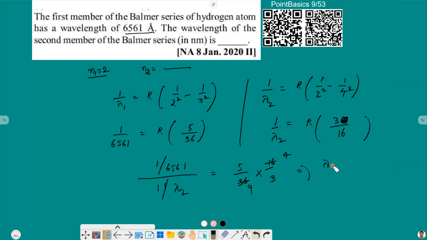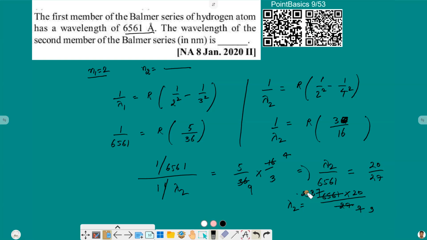And here I will have lambda 2 by 6561 is equal to 20 by 27, and lambda 2 is 6561 into 20 by 27. Now this is 12, 18. We can cancel it both by 3. So this will go on 9. This will go on 2, 1, 8, 7. Now again 15 and 3, 18. Again we can cancel it by 3.